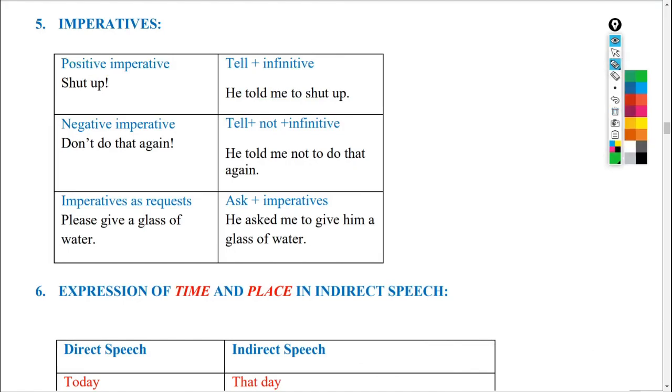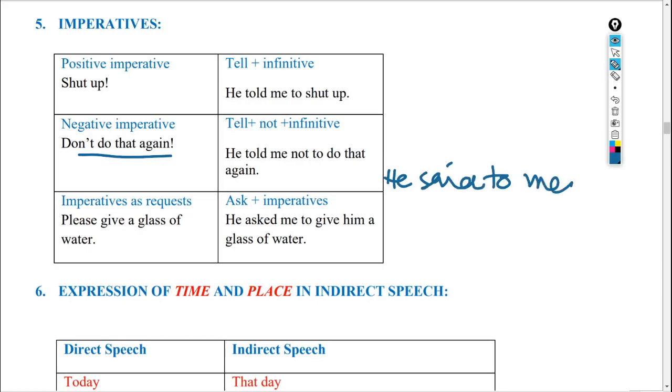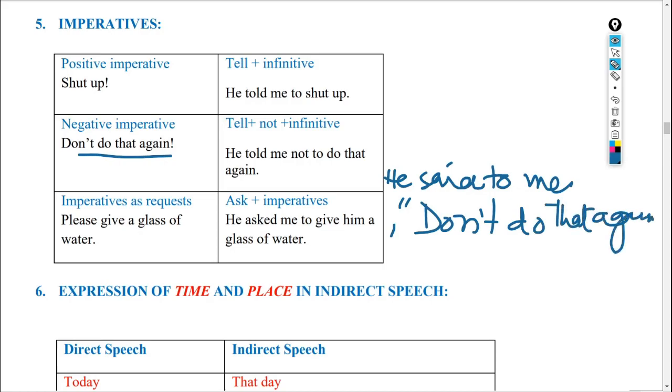Let us take more examples. Do not do that again. Suppose he said to me, comma, double inverted comma started, don't do that again. Double inverted comma over, full stop. Therefore, my dear children, now you see this reporting verb. This reporting verb will have to be changed.